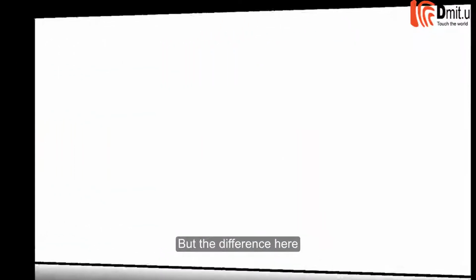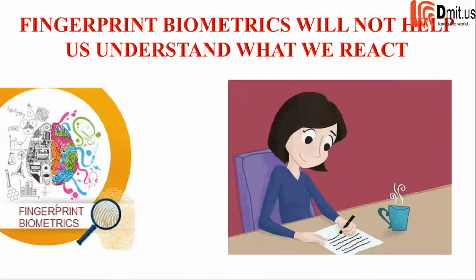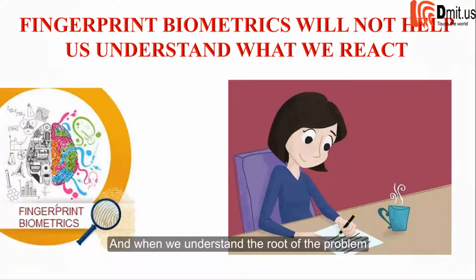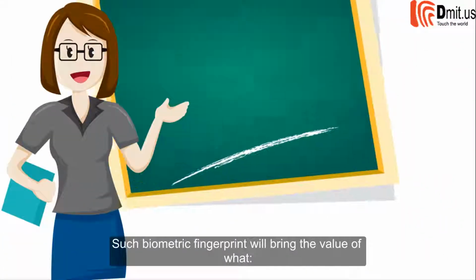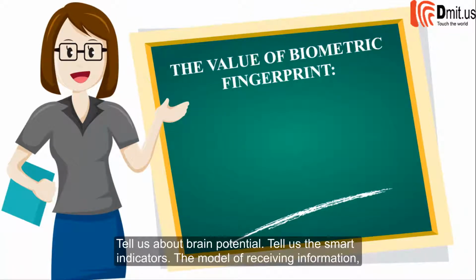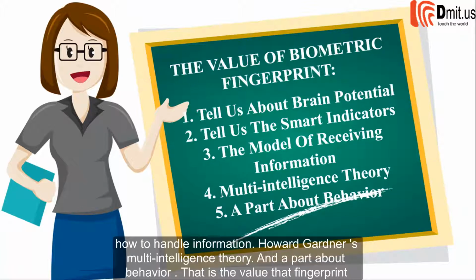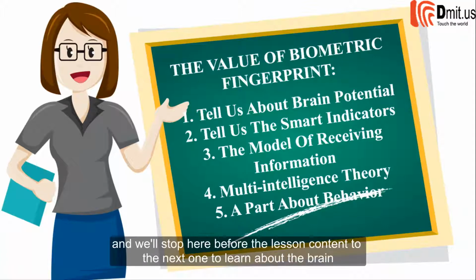But the difference here is that fingerprint biometrics will help us understand why we react as we do. And when we understand the root of the problem, it is easier to change our behavior. So what value will biometric fingerprint bring? It tells us about brain potential, plus the intelligence indicators, plus the model of receiving information, how to handle information, plus Howard Gardner's multi-intelligence theory, plus a part about behavior. That is the value that fingerprint biometrics will bring. And we'll stop here before the lesson content moves on to the next one to learn about the brain.